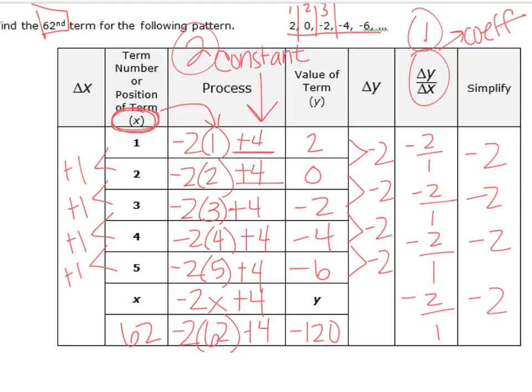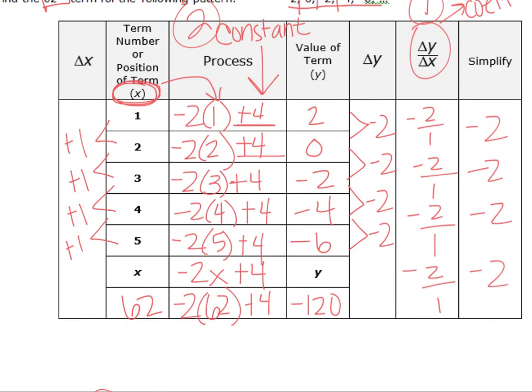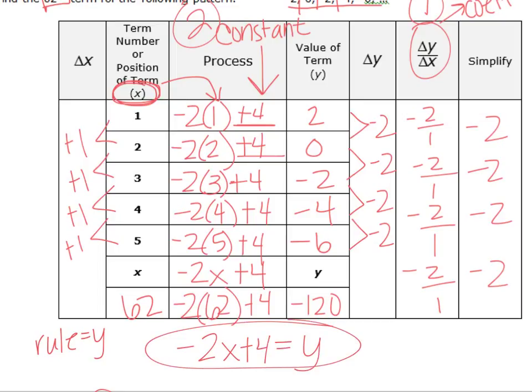And that's all finite differences is. Remember that the equation for this table is a general equation: your rule equals y. Since our rule is -2x plus 4, the equation will just have equals y attached to it. And that's all finite differences are.